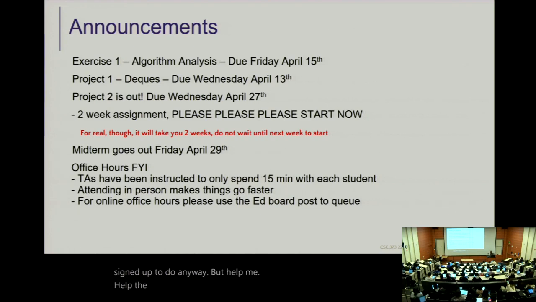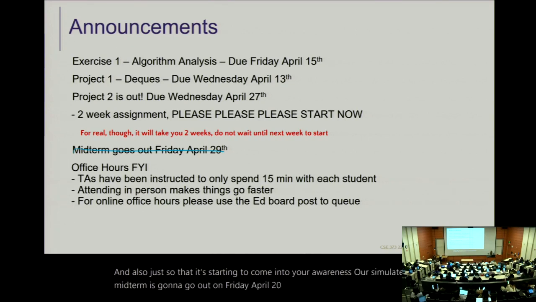Also, just so that it's starting to come into your awareness, our simulated midterm is going to go out on Friday, April 29th. You won't have a programming assignment out during that time, so you can focus on the midterm, and we're going to talk a lot more about it as we get close to it. But remember, the midterm is not a timed exam. It's something you will have multiple days to work on, including your notes and the internet and things like that. Any administrative questions?